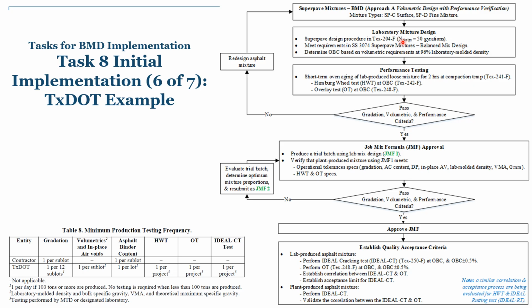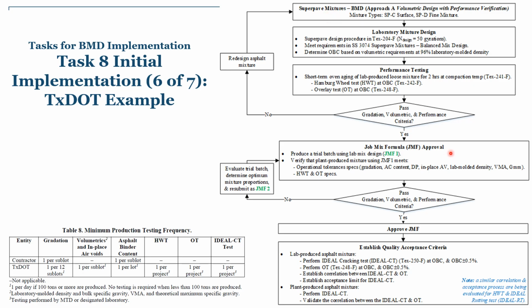And then at the optimum binder content, the Hamburg wheel tracking test and the overlay test are conducted for the designed asphalt mixtures. If all the requirements are acceptable, which means the mix design passes the gradation, volumetric, and the performance test criteria, then the job mix formula is approved. Otherwise, the contractor has to go back and redesign the asphalt mixtures in a way to meet all the requirements.